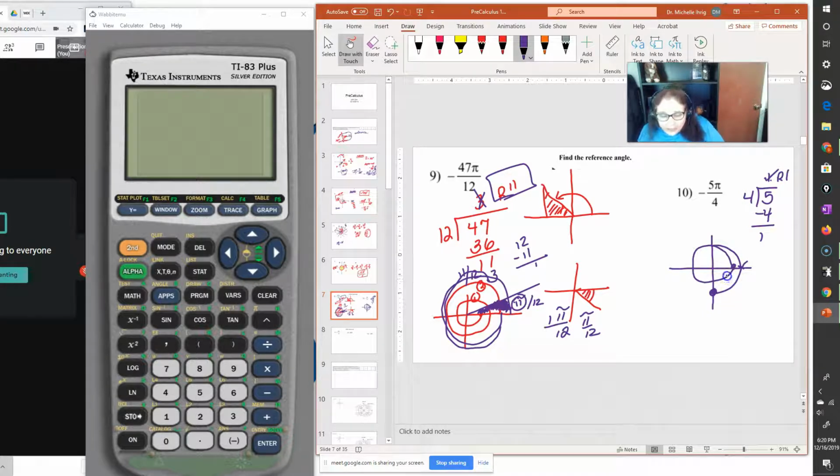So then my reference angle, let me make sure I did this correctly. I did, is simply, oh, that's what I messed up. I forgot we have to divide these into fourths. So my reference angle is going to be pi over 4, because that's what I have left. Did I do this one right? Pi over 12. Yep. Okay. So that's pretty much it for there.